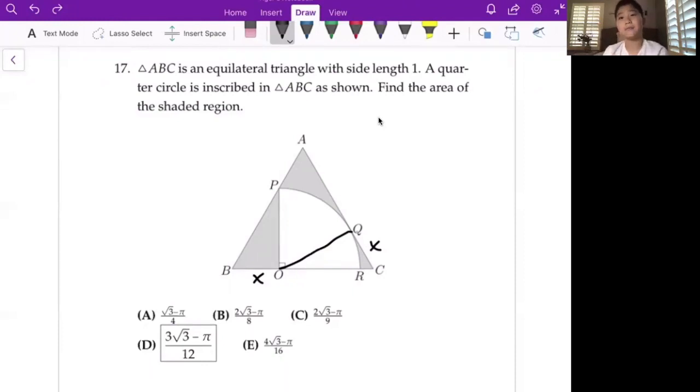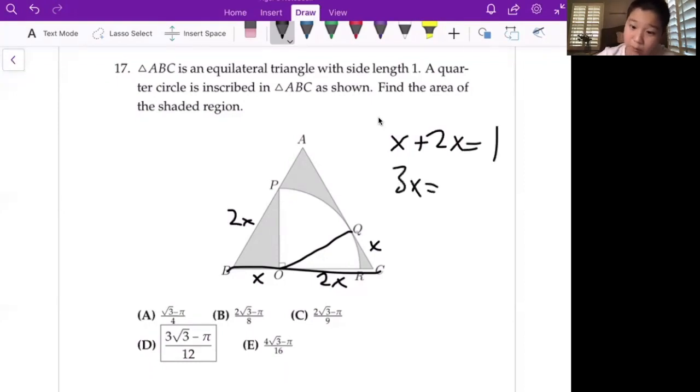So you know that the ratio between the hypotenuse and the smallest side is 2. So then BP is 2x. OC is 2x. So now you see something. BC is side length 1 because it says right here in the question. So x plus 2x equals 1. So 3x equals 1. X equals 1/3.